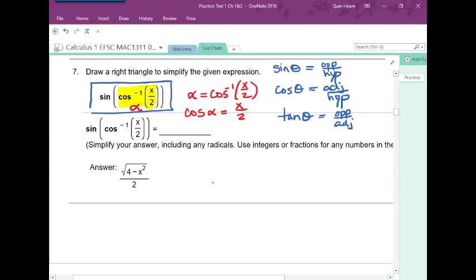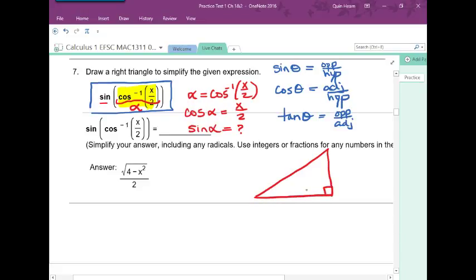And they're telling us to use a right triangle to analyze this situation. Notice that if this is alpha inside the parentheses, then what we're really trying to find is the sine of alpha. So we're looking for sine of alpha. So we're going to draw a picture with what we know. What we know is that the cosine of alpha is x over 2, and what we're looking for is the sine of alpha. So I'm going to draw a right triangle.